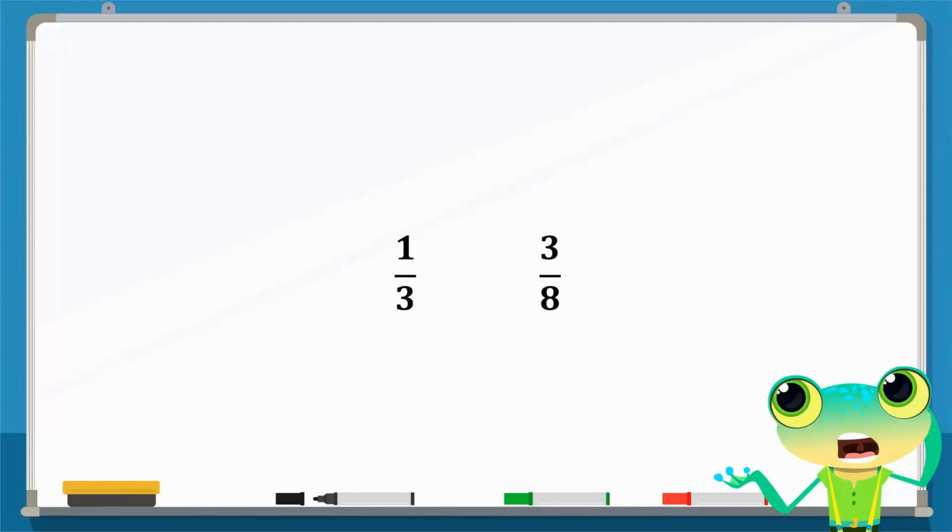Consider these two rational numbers. Can you tell which number is greater? It's hard to determine which number is greater than the other because their denominators are not the same.